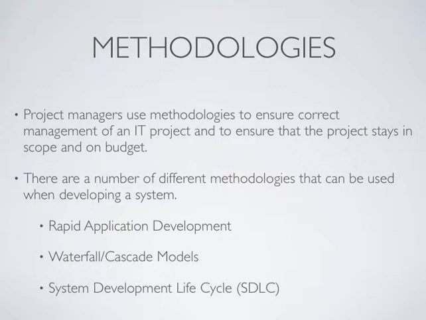Project managers have different methodologies to ensure that the project runs on budget and stays within the scope of the project to avoid scope creep. There's a number of different methodologies which we'll focus on. There's the rapid application development, which is designed to make sure that the application gets put into the prototyping stage as quickly as possible. There's waterfall and cascading models, which we'll go over very quickly later on. And we've got the system development lifecycle, which we'll be spending a lot of time on over the next couple of weeks, which is the main methodology which we focus on. So these are the tools or methodologies that the project manager can use in order to ensure that the project is on track.